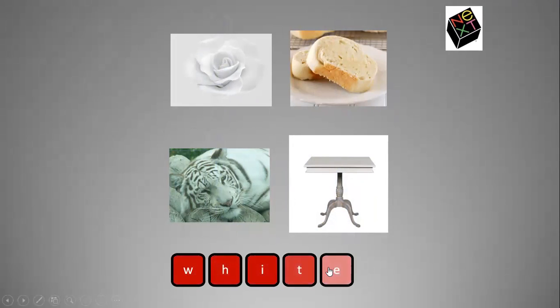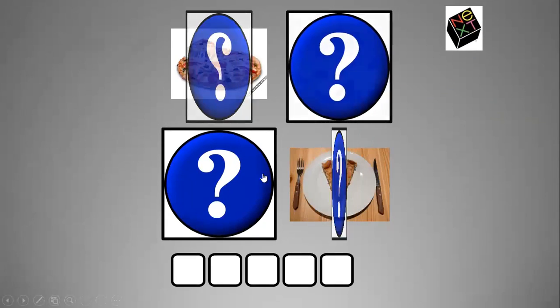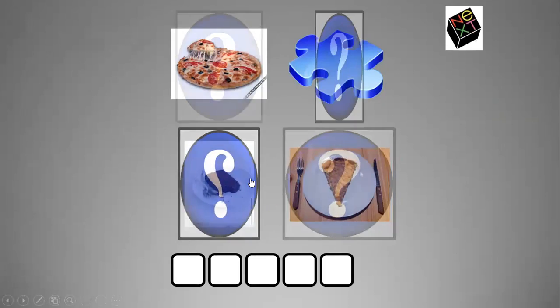Maybe white. Yes, it's white. Very good. Okay, what about this one? What do you think?